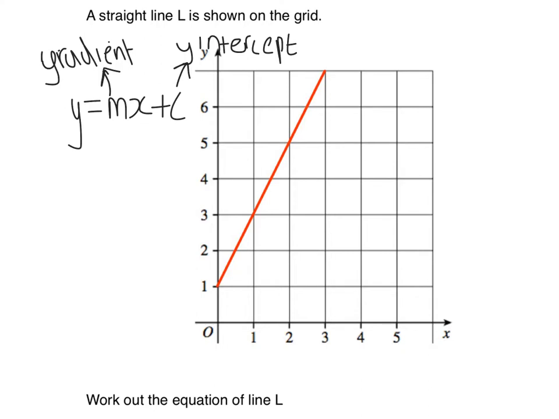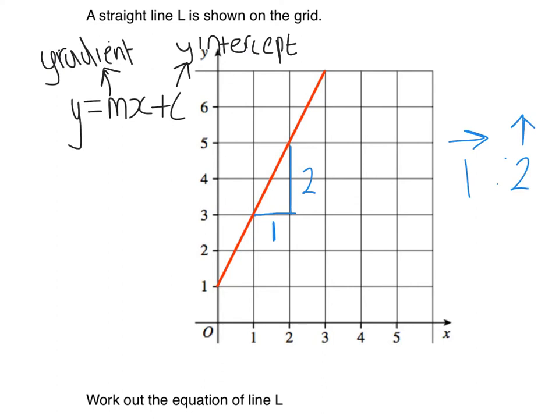So my gradient is for one across, how many up. So if I draw a triangle from a nice corner to another nice corner, here I can see for one across I'm going 2 up. One across is 2 up. So that means my gradient is 2.